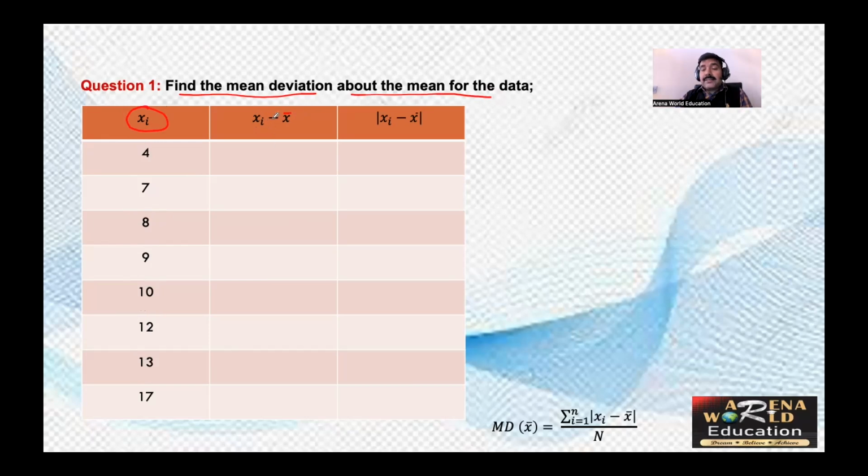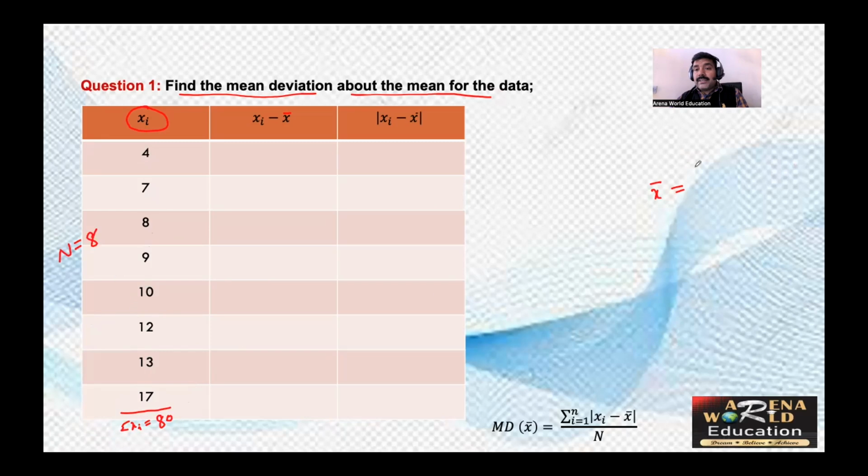To find this, what do we need? X bar. And what is X bar? X bar means mean. And mean is the sum of all observations divided by the number of observations. If you add all these xi's, this is summation xi, and this will be equal to 80, right? And how many terms are there? Yes, n will be equal to 8.